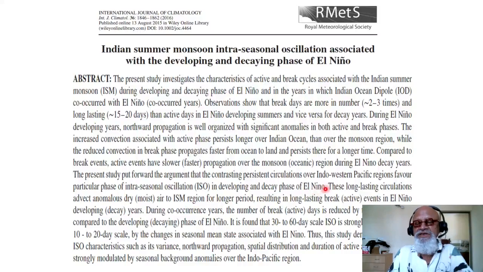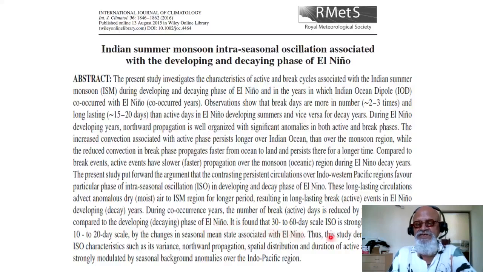The present study put forward the argument that contrasting persistent circulations over the Indo-Western Pacific regions favor particular phase of intraseasonal oscillation in developing and decay phase of El Nino. These long-lasting circulations advect anomalous dry or moist air to ISM regions for a longer period, resulting in long-lasting break or active events in El Nino developing or decay years. They do this parenthesis thing, which is always difficult to read. During co-occurrence years, the number of break days is reduced by 2 to 3 times compared to the developing phase of El Nino and vice versa for decaying phase.